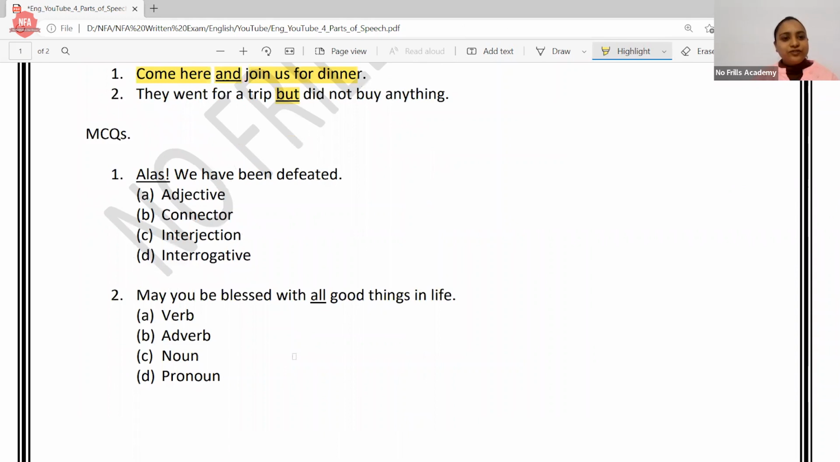So let us solve a few MCQs. In the underlined words, you should be able to identify the parts of speech. Alas, we have been defeated. What is it? Alas. Adjective, connector, interjection, interrogative. I'll take a pause. Please mark. You can drop your answers in the comment section below. May you be blessed with all good things in life. What is all here? Verb, adverb, noun, pronoun.